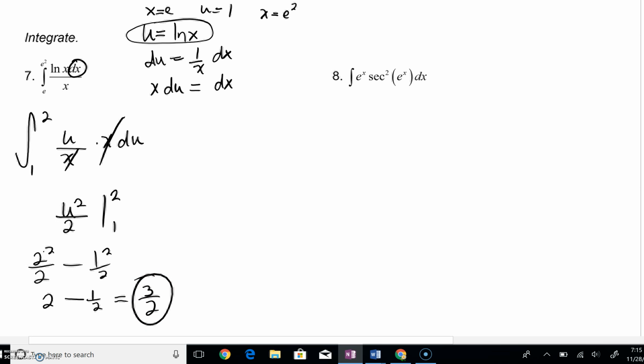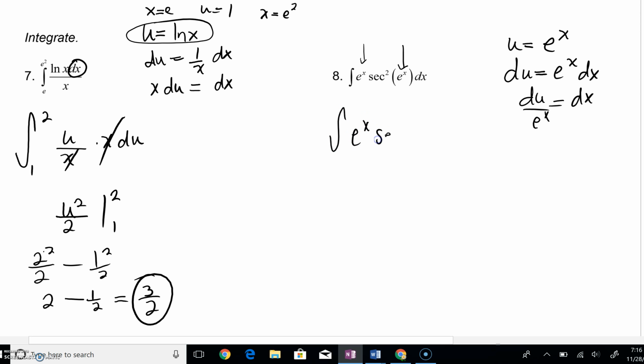Let's take a look at number 8. Again, maybe the thing to try here is to perhaps try another u substitution. You can see that it looks like we've got e to the x inside the secant squared. We also have an e to the x outside. One of the nicest things is that u equals e to the x. You just have du is e to the x dx. And you can solve for dx, and dx is du over e to the x. So we will have secant squared of u, but our dx, of course, becomes du over e to the x. E to the x cancels out.